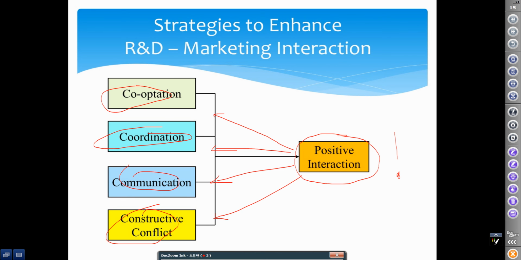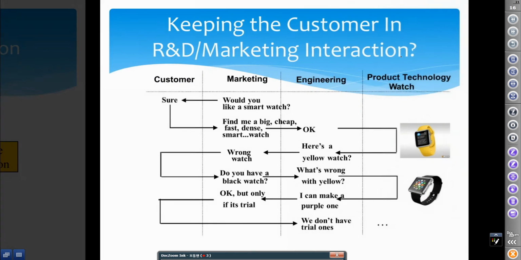And also there are conflict handling strategies like forcing and avoiding. They are associated with disruptive conflict and low levels of innovation performance. And also we can use compromise inside the constructive conflict. So it means that through the constructive conflict we also can find some relevant result for the positive interaction.